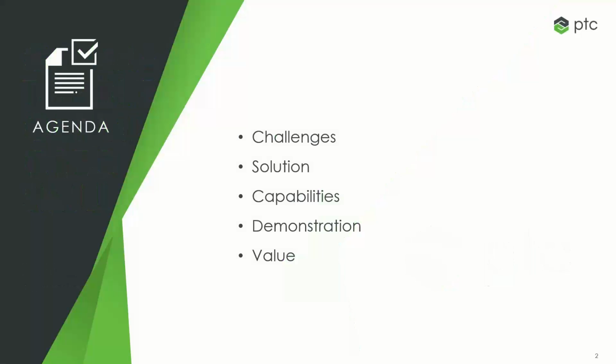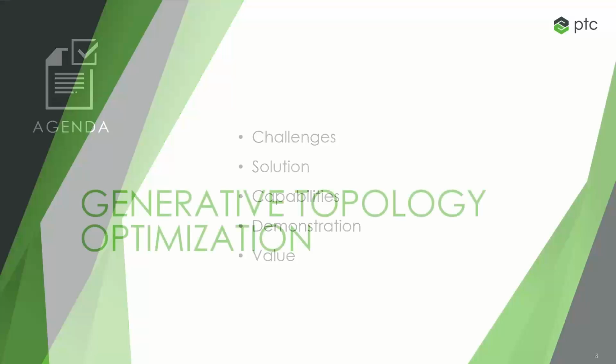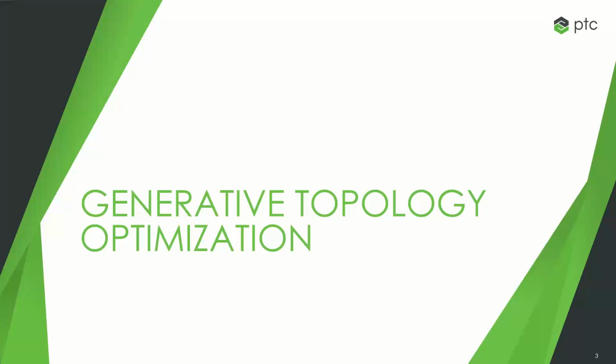All right, so for the two topics today, it's going to look a little bit like this. First, I'm going to go through some of the different challenges that we typically see out in the industry around the particular topic. We're going to go through the solution, some of the capabilities that it has, see a demonstration of it, and then briefly talk about some of the value that it provides. So the first thing that we're going to do that around is generative topology optimization.